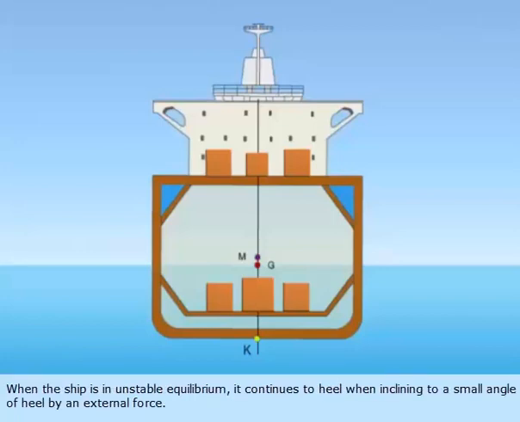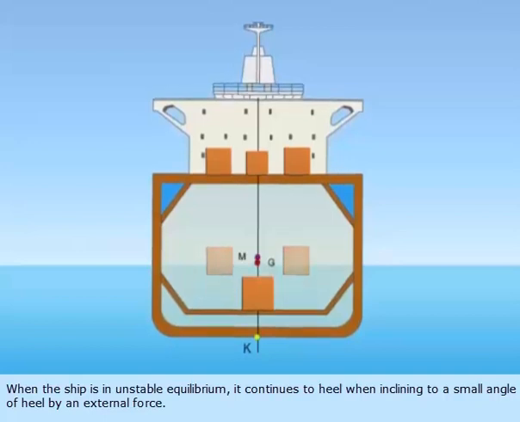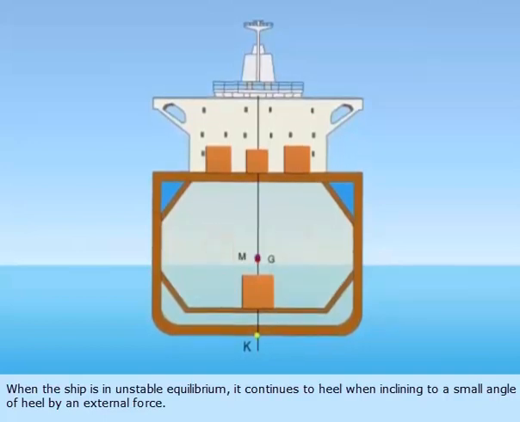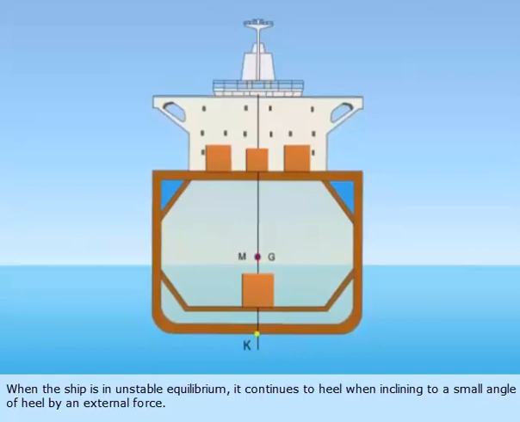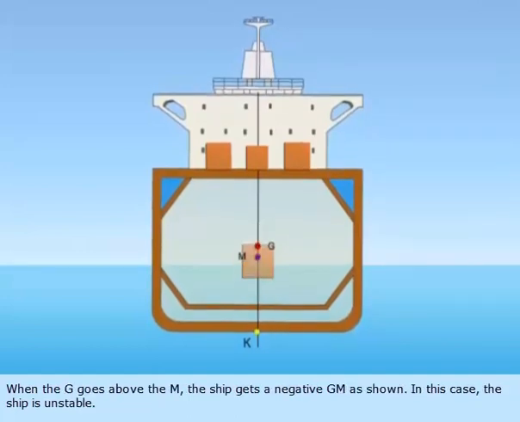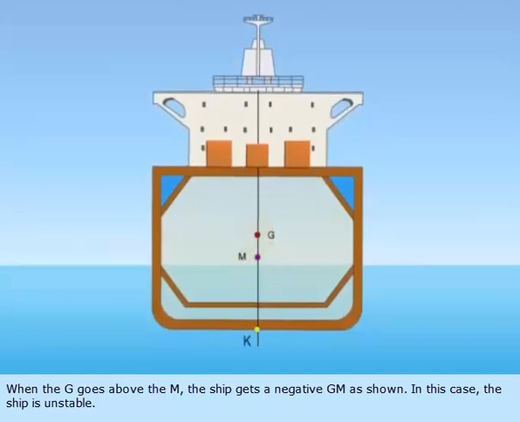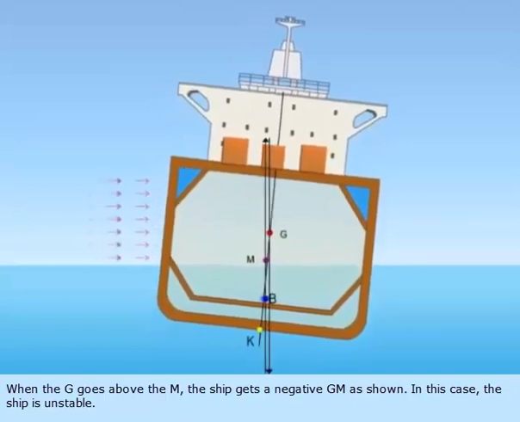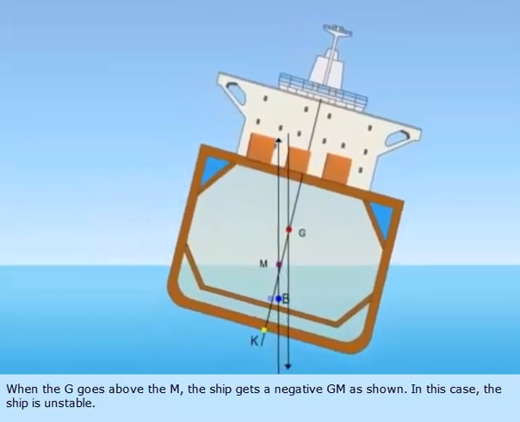When the ship is in unstable equilibrium, it continues to heel when inclined to a small angle of heel by an external force. When the G goes above the M, the ship gets a negative GM as shown. In this case, the ship is unstable.